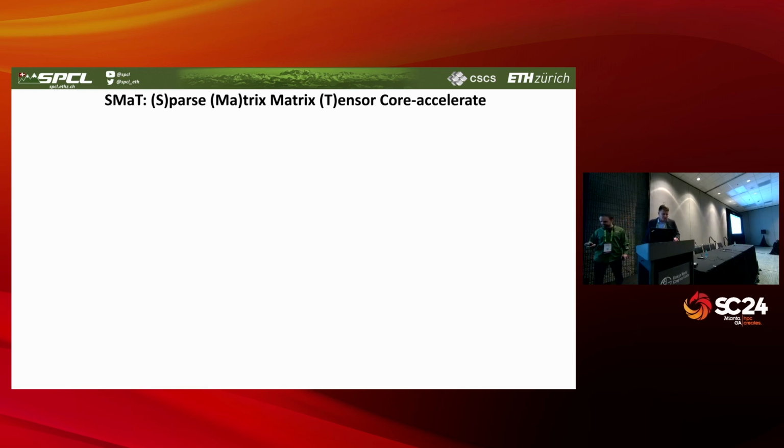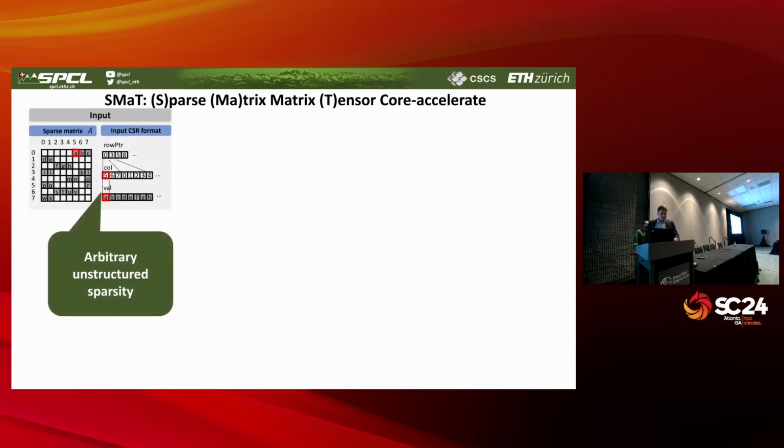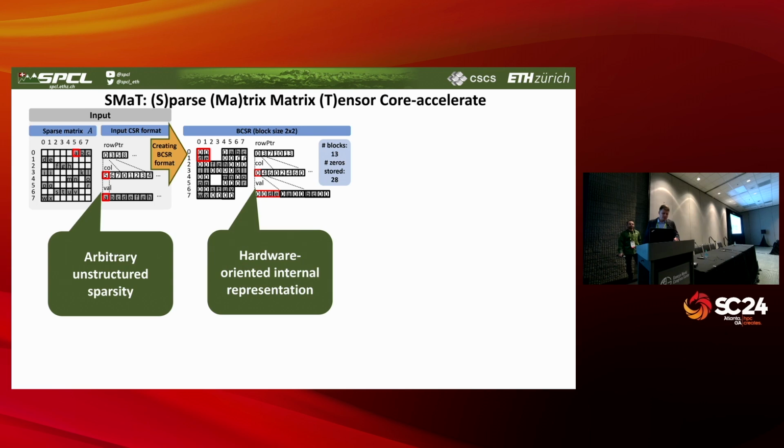And our answer to this is SMaT, the contribution of this paper, Sparse Matrix Tensor Core Accelerated. This is the way how we marry hardware for dense matrices with large sparse matrices. So the input we take is a matrix A, which has arbitrary unstructured sparsity, and we input it in the CSR format. First, we create the BCSR format in order to make it hardware-oriented for the internal representation. Why? Because Tensor Cores actually accept tiles, which are basically blocks, and BCSR is ideal for that.